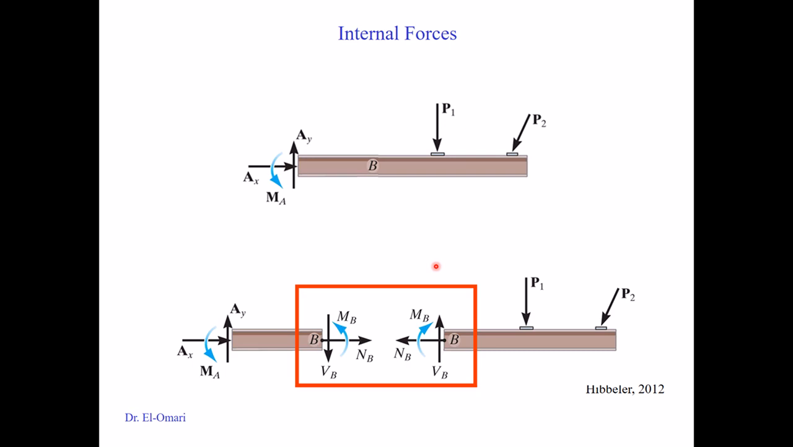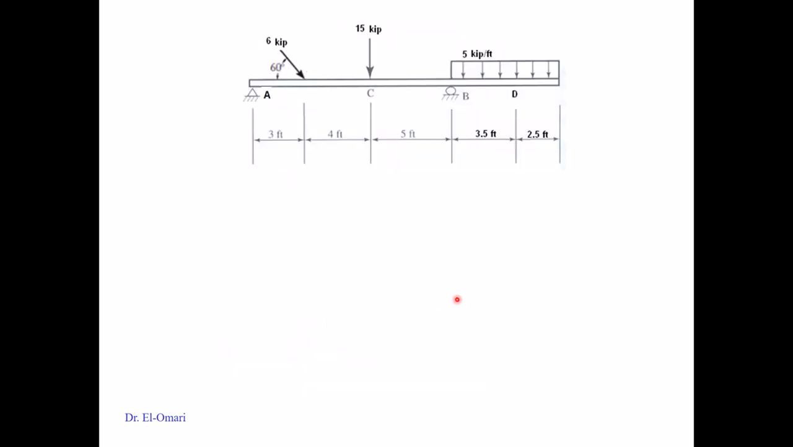So let's do an example on this beam. You have a beam that is supported by a pin support and a roller support, and here we need to find the internal reactions to the left and to the right of this concentrated load at point C, and also find the internal reactions at point D.